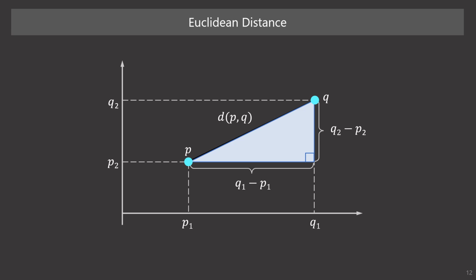Since the straight line PQ is the hypotenuse of the right triangle, we can apply the Pythagorean theorem. So, the distance between P and Q can be computed by this equation. It is the Euclidean distance between P and Q.